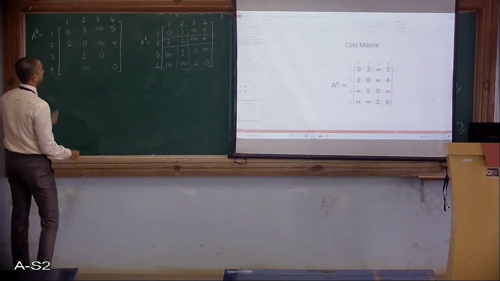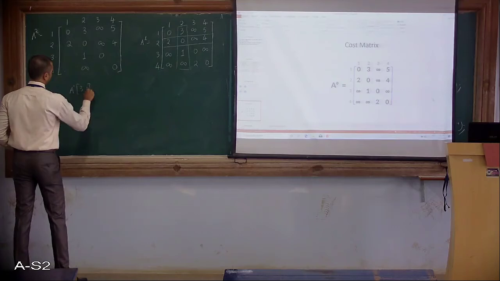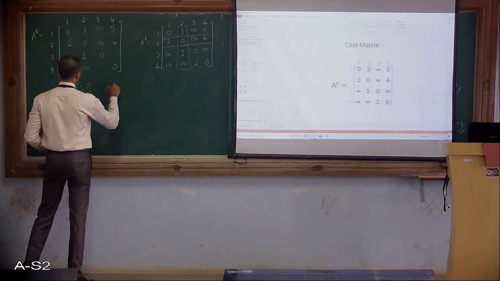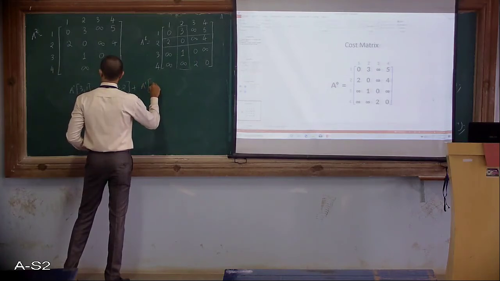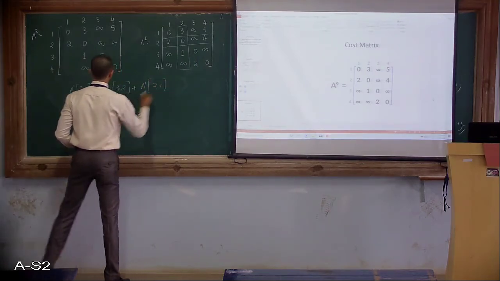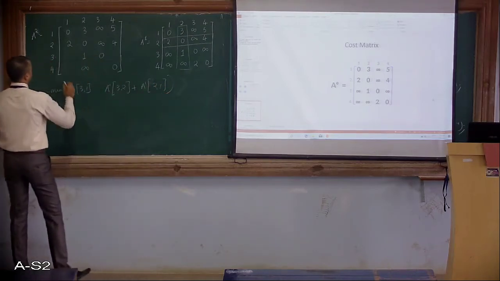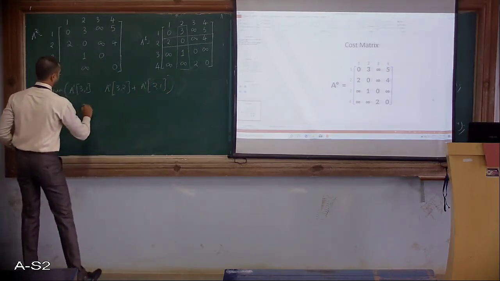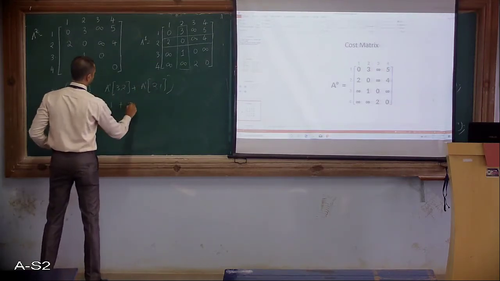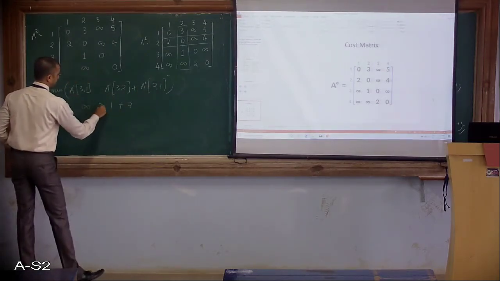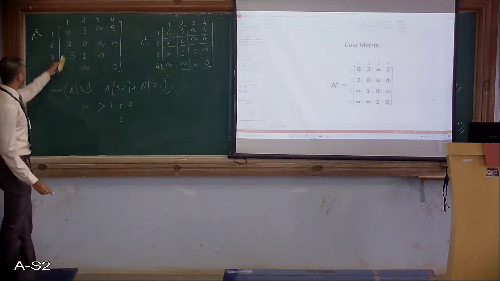Next, 3 to 1. Let's find out about 3 to 1. In A1, 3 to 1, the intermediate vertex is 2. So it is 3 to 2 plus A1 of 2 to 1. I'm going to find the minimum of this. 3 to 1 is infinity. 3 to 2 is 1 plus 2 to 1 is 2. So this is lesser, so 3. 3 to 1 is going to be 3.